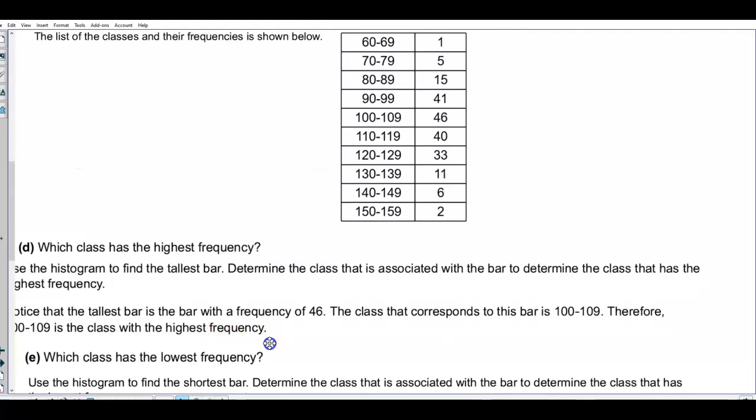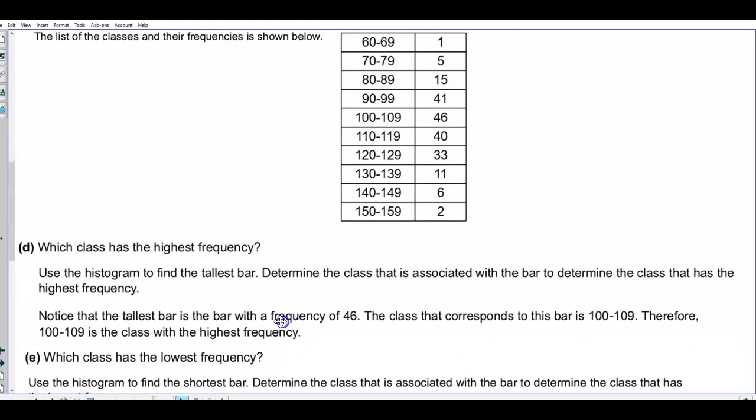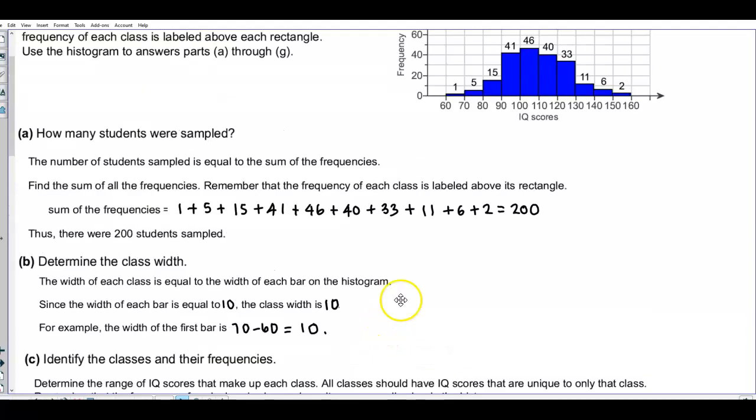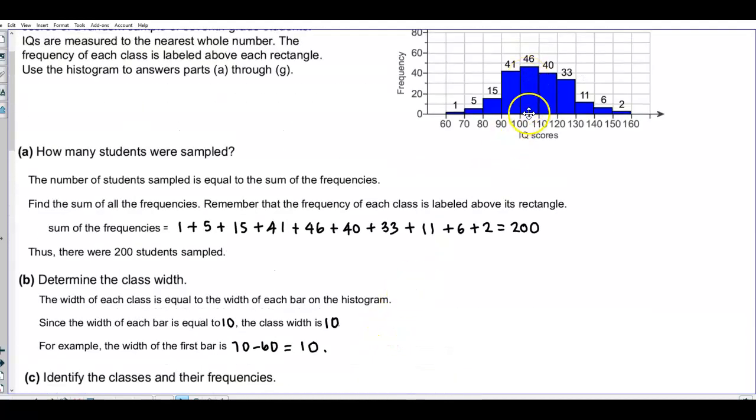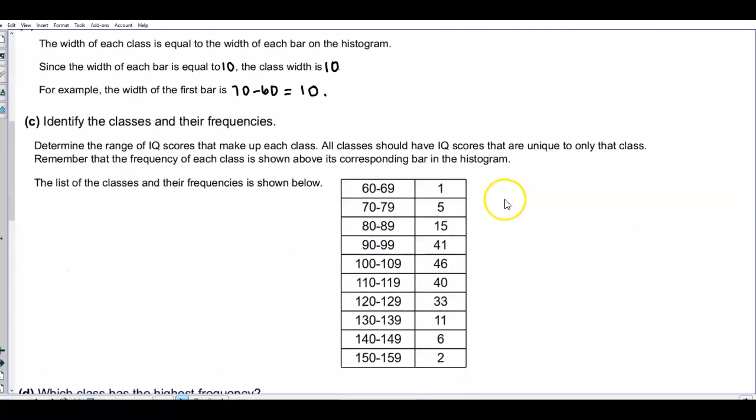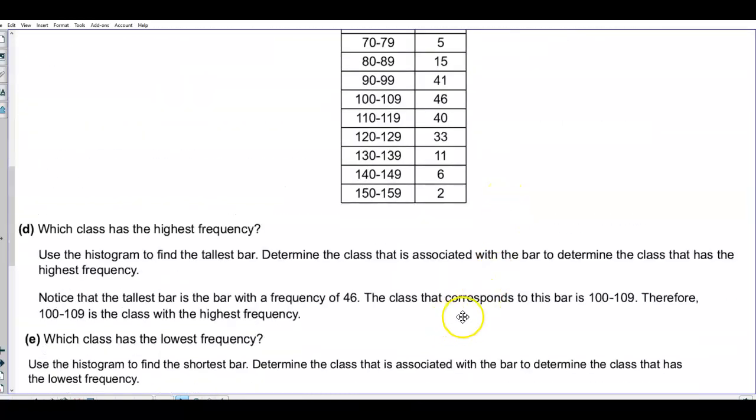Next question states, which class has the highest frequency? So use the histogram to find the tallest bar and determine the class that is associated with the bar to determine the class that has the highest frequency. So notice that the tallest bar is the bar with the frequency of 46. So that's the tallest bar, and so therefore the class that corresponds to this bar goes from 100 to 109, and therefore 100 to 109 is the class with the highest frequency.